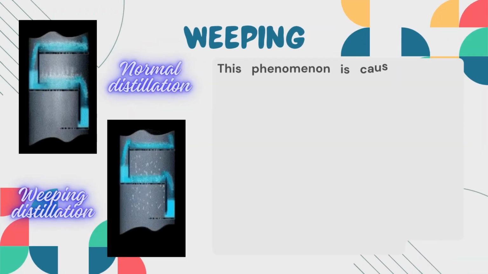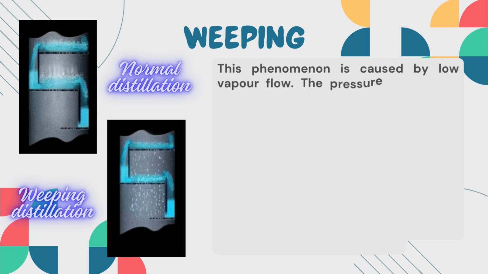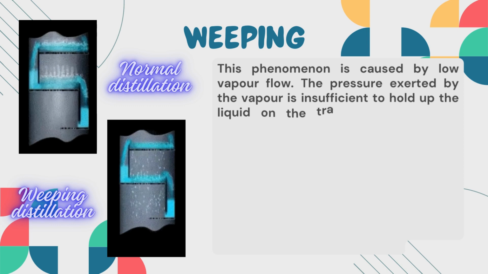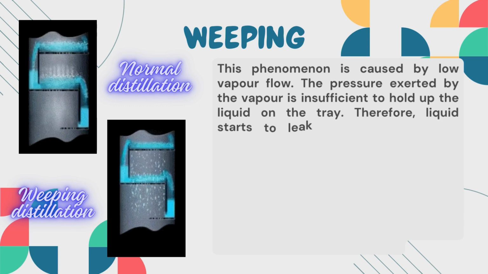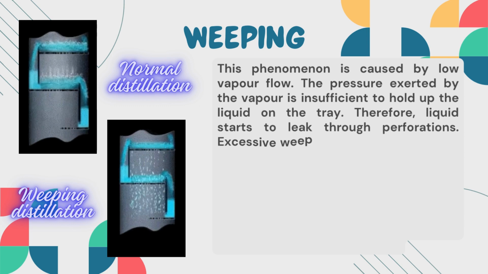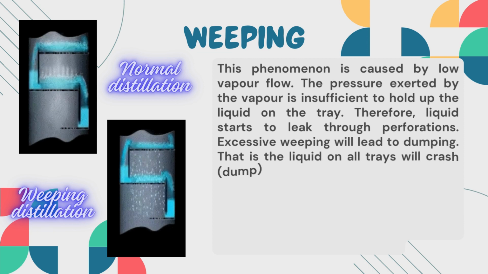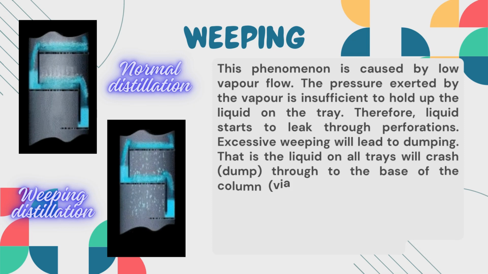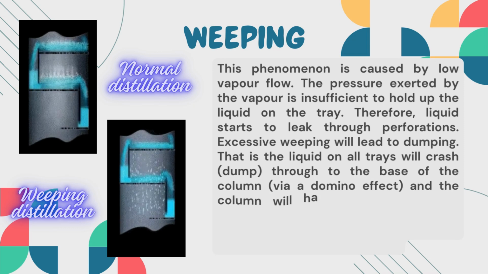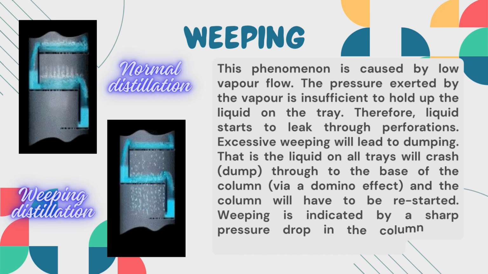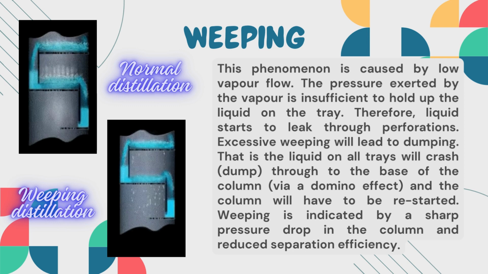So guys, weeping is a phenomenon which is caused by low vapor flow. The pressure exerted by the vapor is insufficient to hold the liquid on the tray, and therefore the liquid starts to leak through the perforations. Excessive weeping will lead to dumping, that is, the liquid on the trays will crash, dump through the base of the column, and the column will have to restart. Weeping is indicated by a sharp pressure drop in the column and it reduces the separation efficiency.